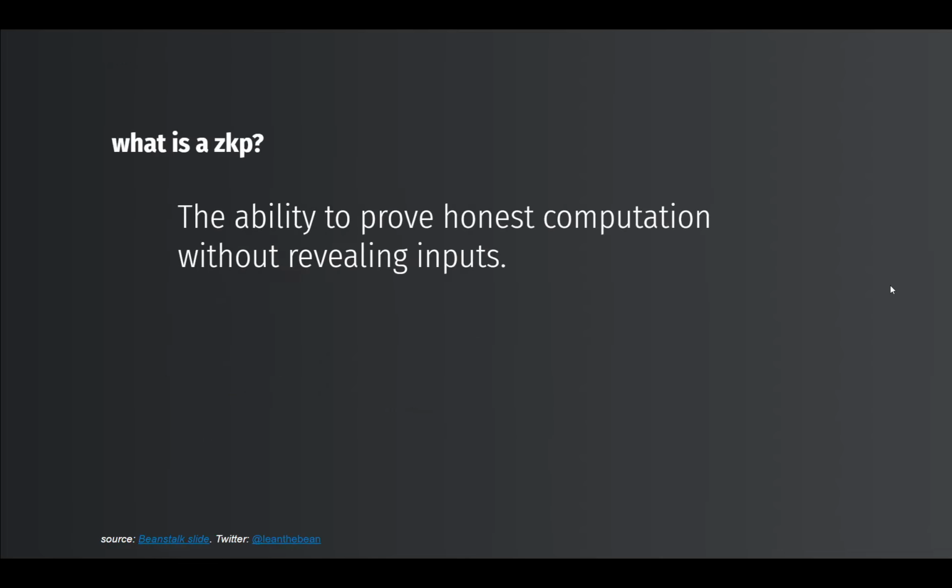So what is a zero knowledge proof? Again, straight to the point with all of this. A zero knowledge proof, with this really clear, concise definition from Lean the Bin. I really, really love this definition. It says: the ability to prove honest computation without revealing inputs. So essentially, I'm proving to you that something is true without telling you anything else about it except that it's true, but it is honest.